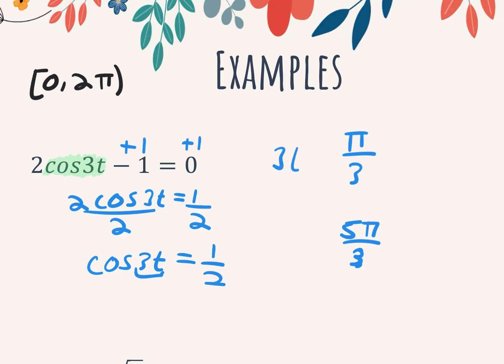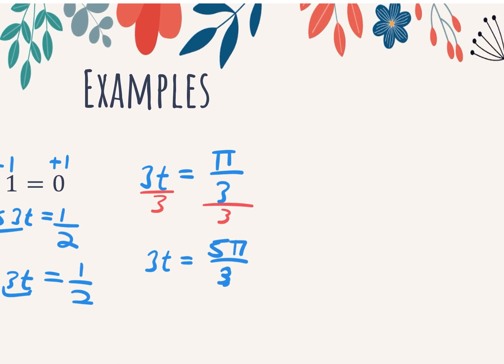This is equal to whatever the answer is times 3. So 3t equals this, right? That's the only difference when there's something on the inside with the cosine or the sine, right? Once we get this far, how do we get the t by itself? Divide by 3, right?